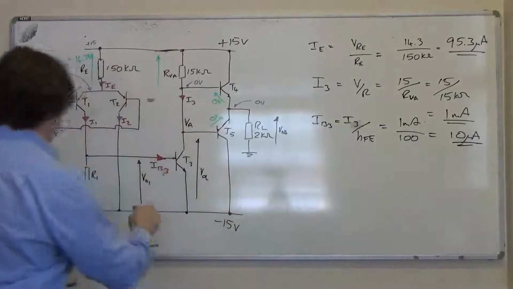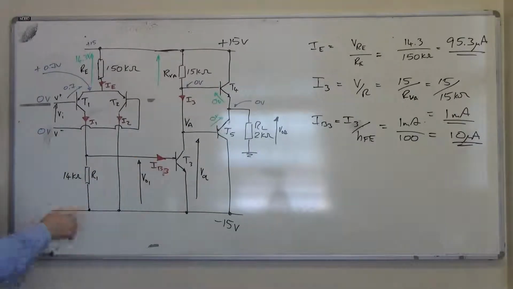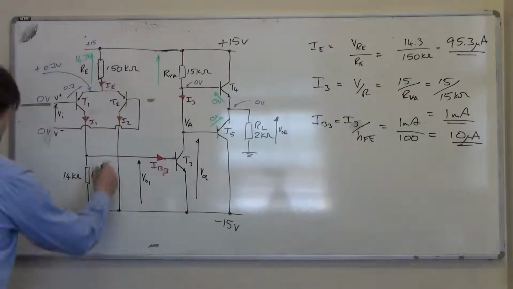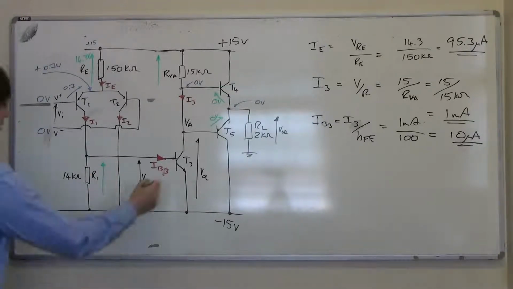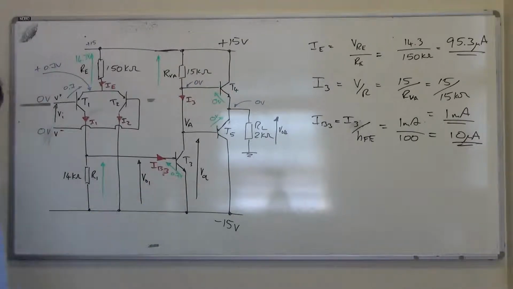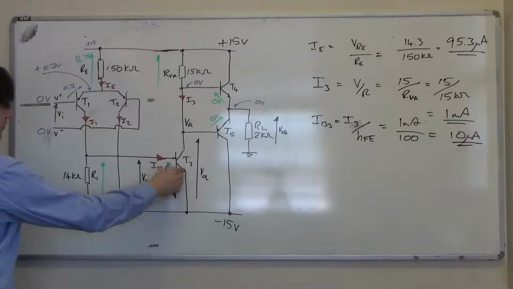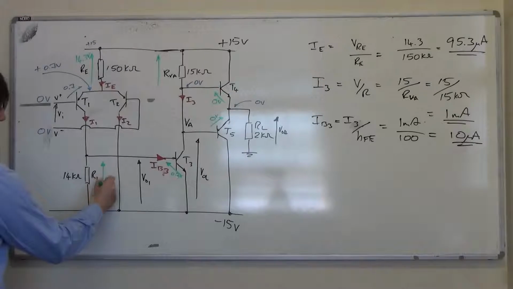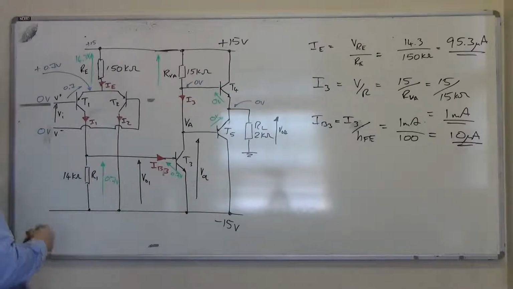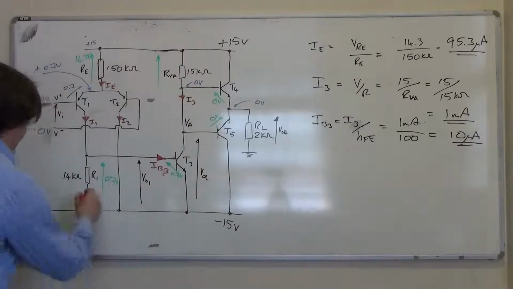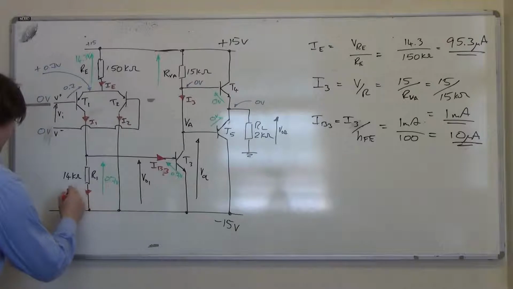Now that 10 microamps is flowing down here, and I know that I've got to have a voltage across this resistor which is equal to the VBE of this transistor, which will be 0.7 volts. This base emitter junction here and the voltage across R1 are parallel with each other, so that will be 0.7 as well. So I know that I can work out what the current is in R1. I can work out this current, I call it IR1.